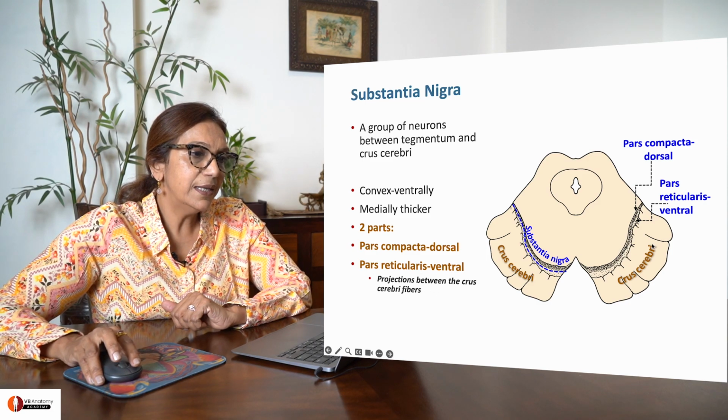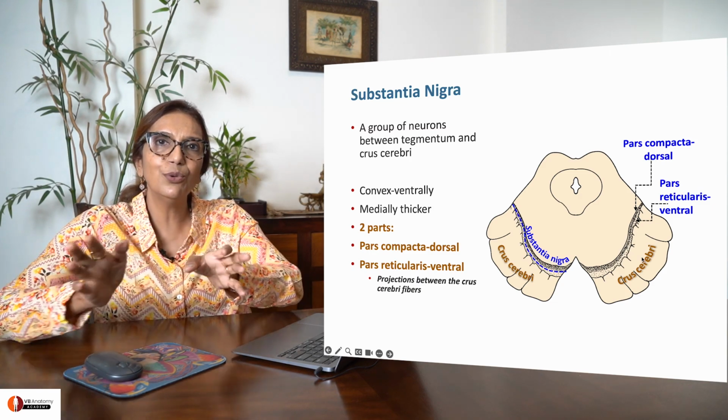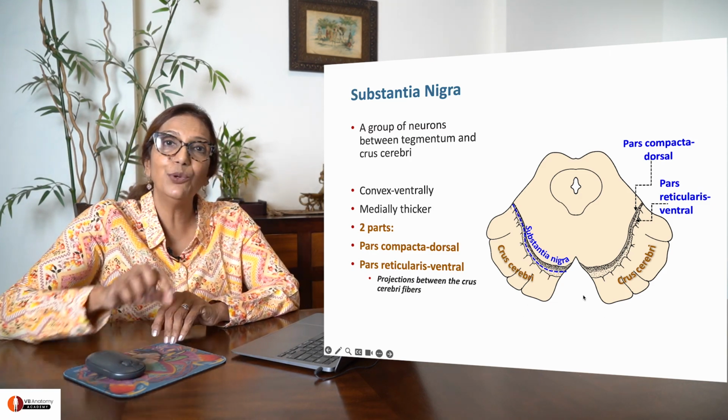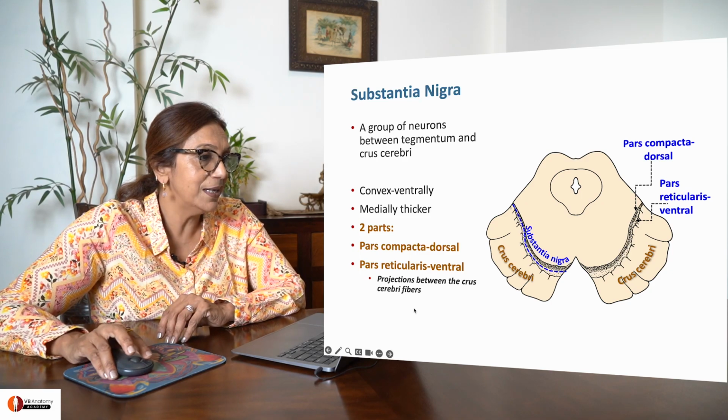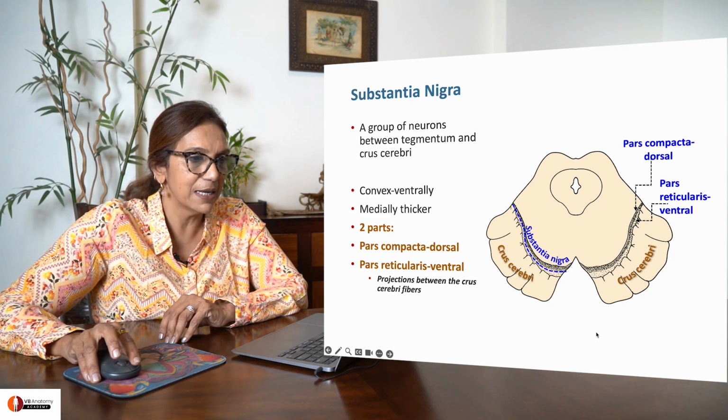So note that this pars reticularis appears to be entering into the crus cerebri sometimes. That's why I told you to modify your diagram a little bit. So it projects forward into the fiber bundles of crus cerebri.